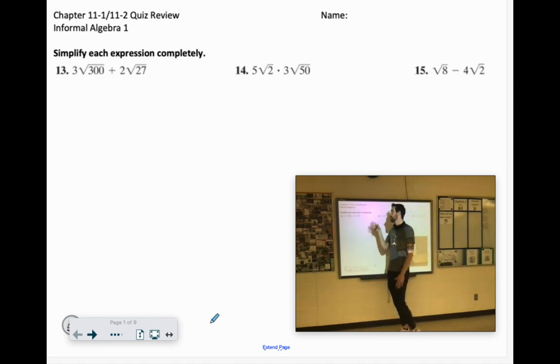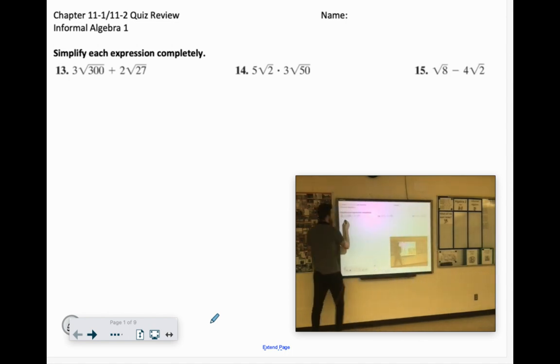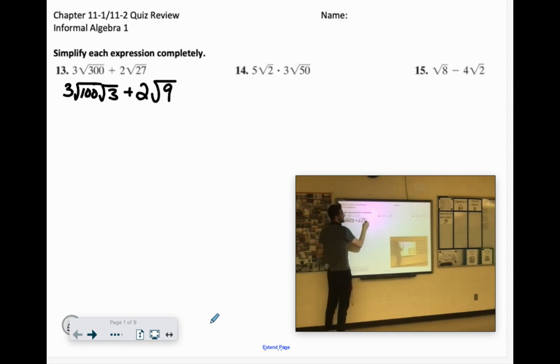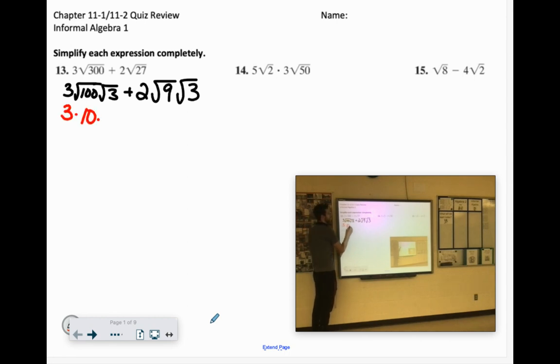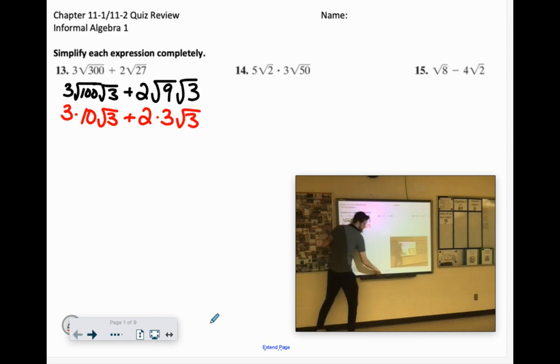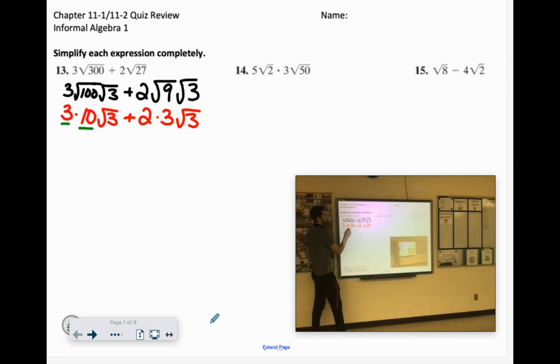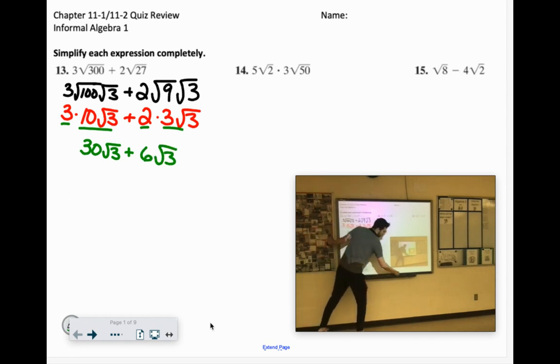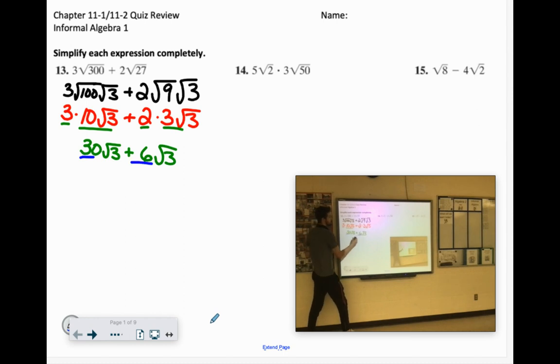Simplify each expression completely. 3 root 300, I know that 300 is 100 times 3. Plus 2 root 27, I know 27 is 9 times 3. Square root of 100 is 10. Square root of 9 is 3. So we've taken the square roots. 3 times 10 root 3 would be 30 root 3. 2 times 3 root 3 would be 6 root 3. They're both root 3, so we can combine them with addition. 30 plus 6 is 36, and your root 3.